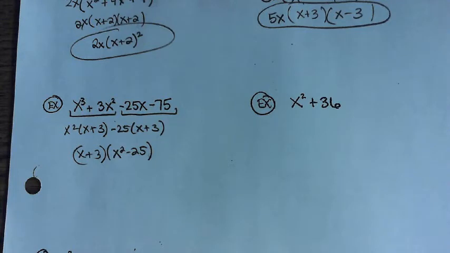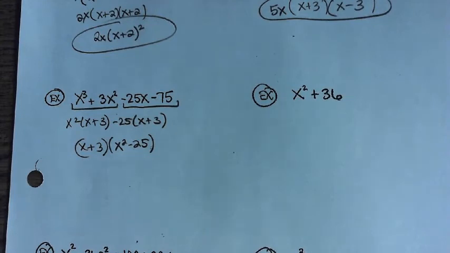So at the end of all this, there should be 3 factors. When I group the first 2, I take out the x squared, I'm left with x plus 3. I group the second 2, take out the negative 25, I'm left with x plus 3. So then my x plus 3 comes out in front, and here I am. This is only 2 factors, but it's not done completely.